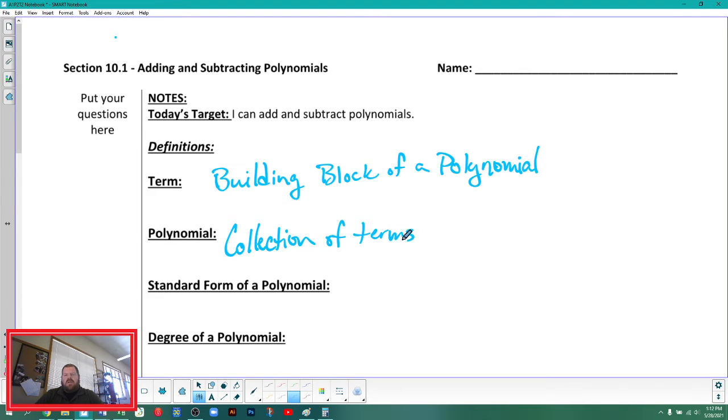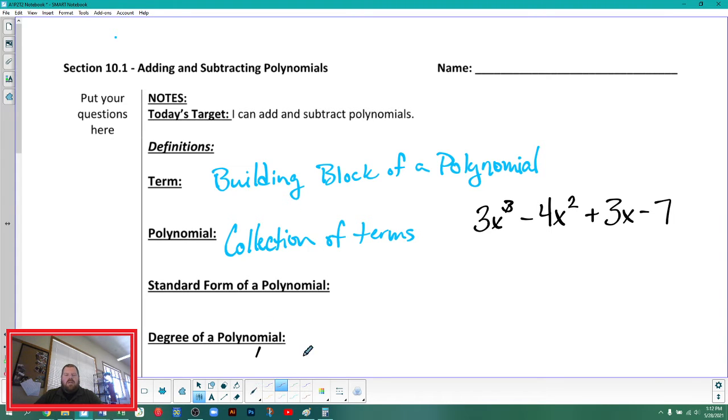So let's break that down a little bit. As with the rest of these, I'm going to use one example to guide all of these definitions. Let's say that we have 3x to the third, minus 4x squared, plus 3, let's go plus 3x, and minus 7. So that's my driving example here.